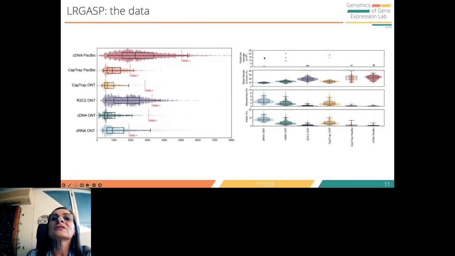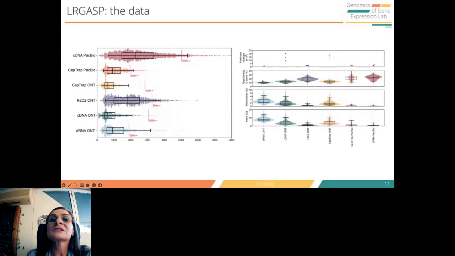Other aspects are represented here. For example, this is then the sequencing depth, the number of reads that we were able to generate, let's say, with equivalent effort. So here is indicated in millions. So you can see with nanopore, cDNA, and CapTrap, we were able to obtain between 10 and 20 million reads, while the other methods were significantly lower in the throughput. And we had around 200,000 reads in each case for the different samples.